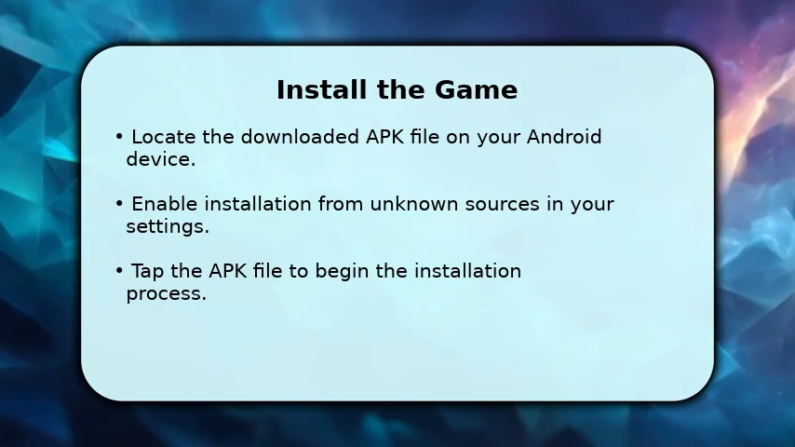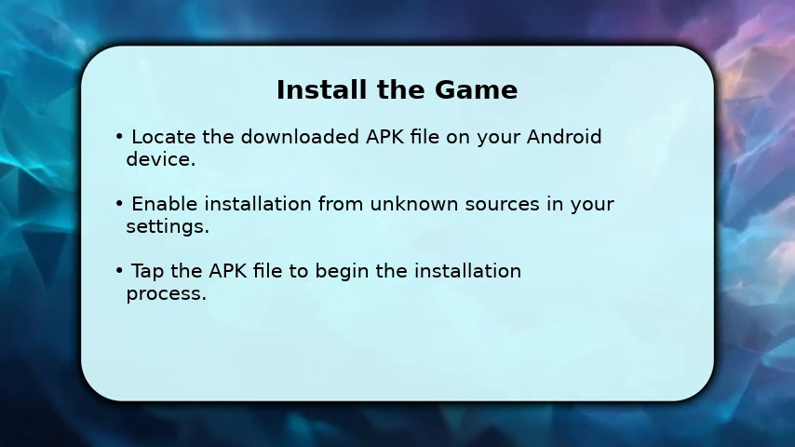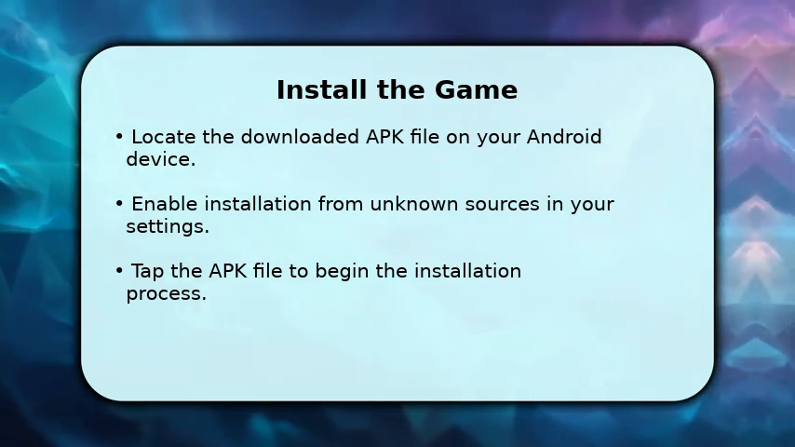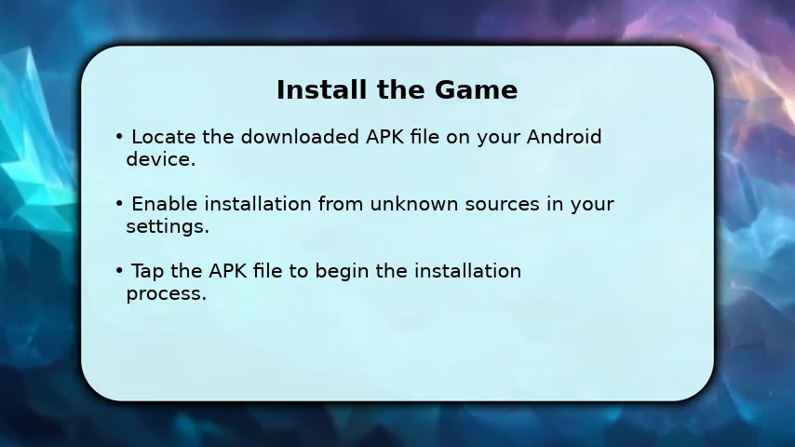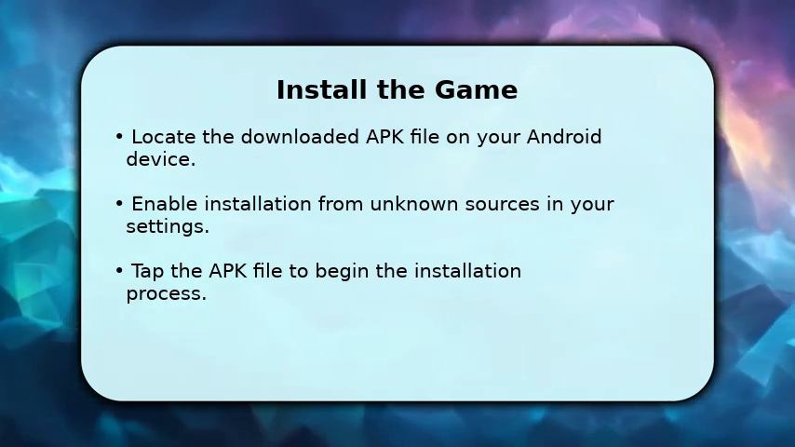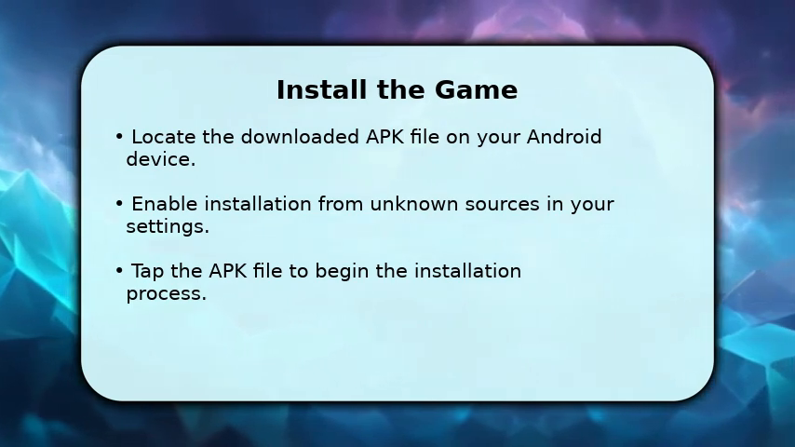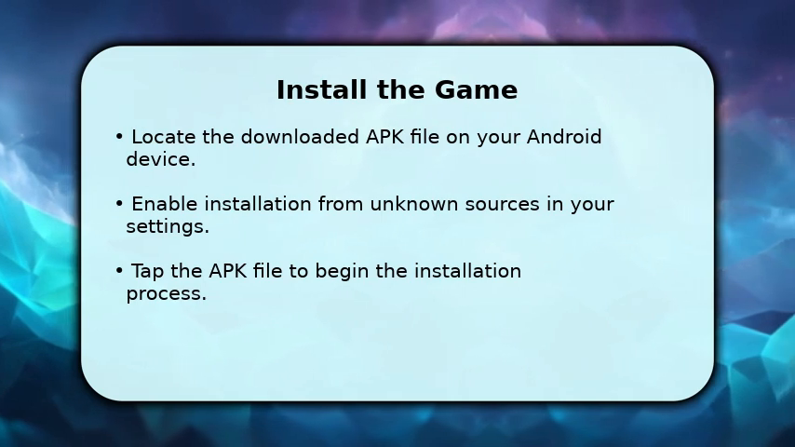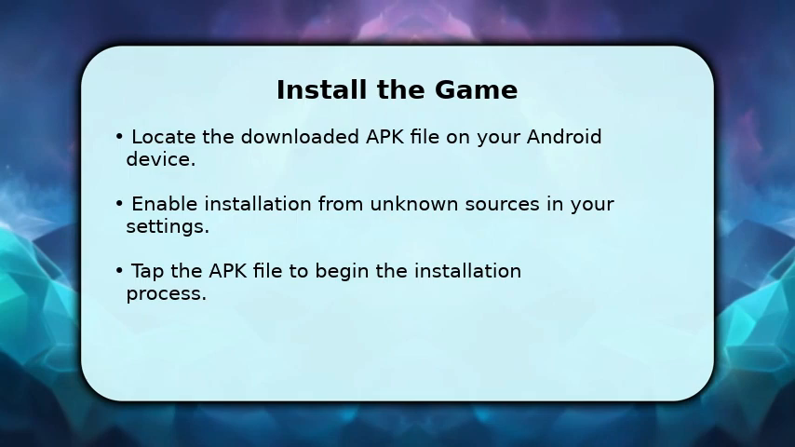Once the Asu, Lazer APK file is downloaded, navigate to your device's file manager to locate it. Before installing, you might need to enable Install Unknown Apps in your phone's security settings for your browser or file manager. Tap the downloaded APK file to start the installation. Follow the simple on-screen instructions, granting any necessary permissions, and the game will be ready in just a few moments.